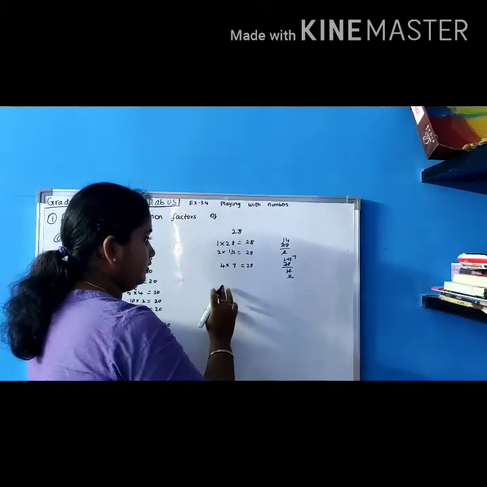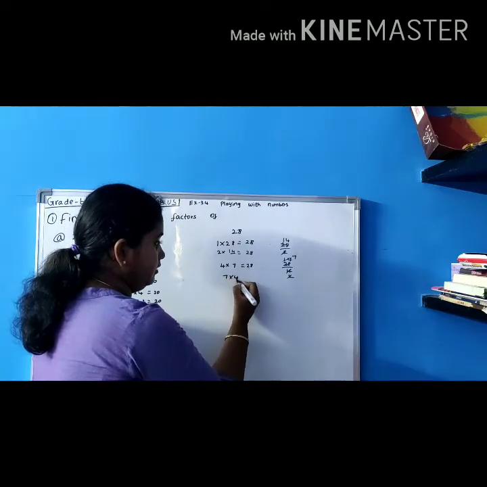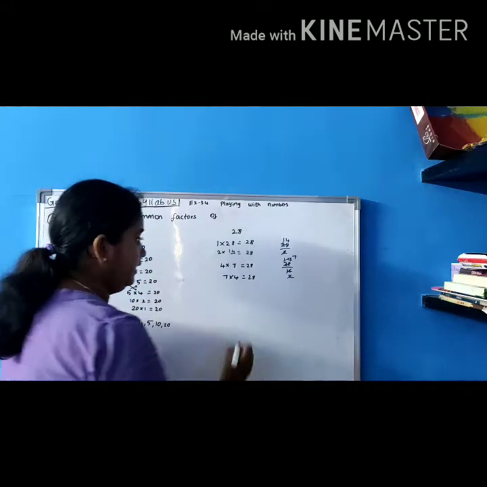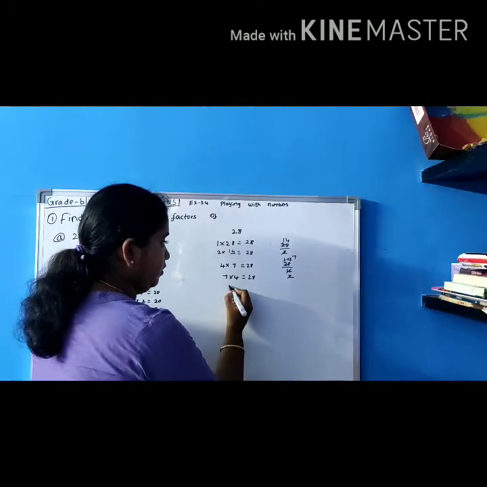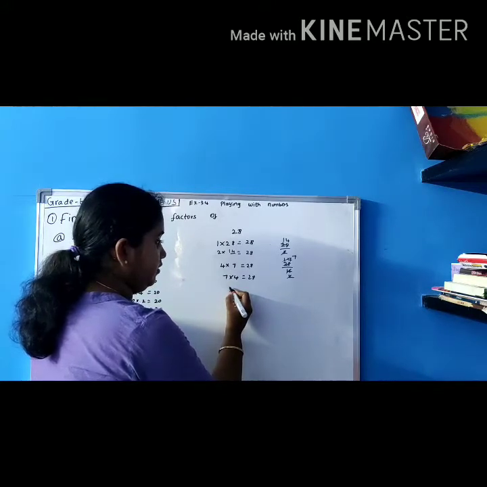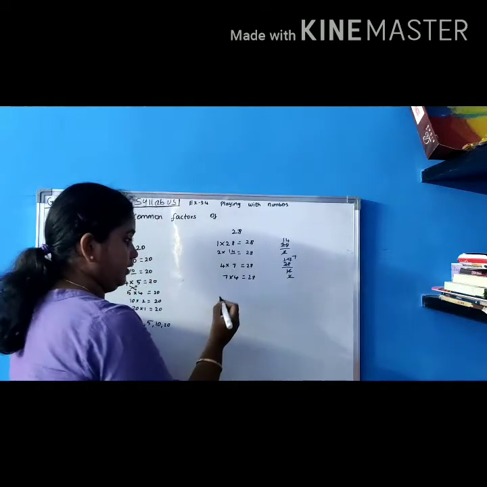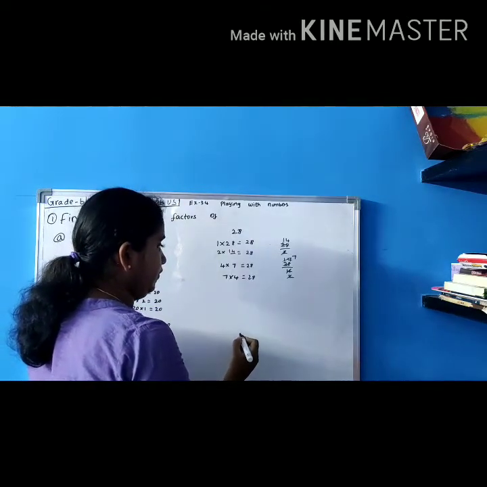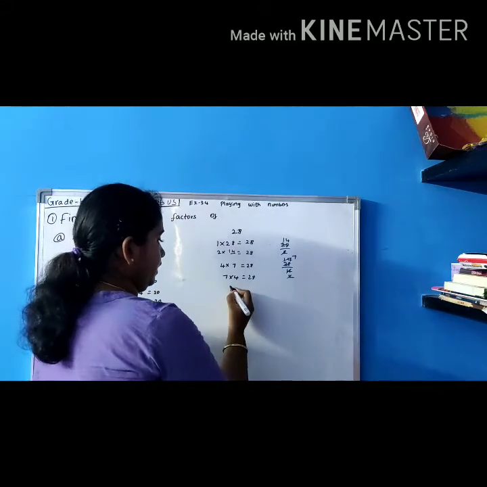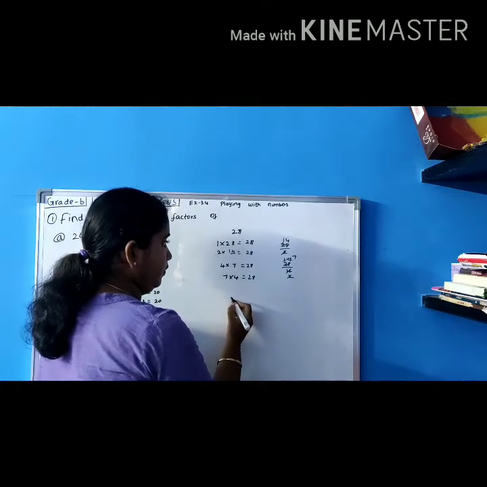Then 5 will not go, 6 will not go. 7 into 4 is 28. Clear? Then 8. Will 8 go in 28? No. 3 8s are 24, 4 8s are 32. So it will not go. 9 table, only 27 will come. It will not go. 10 table also will not go.